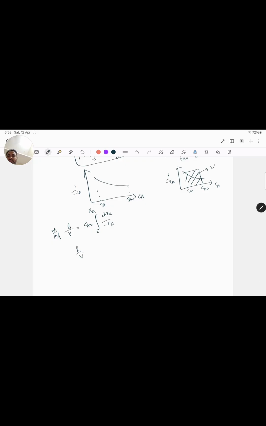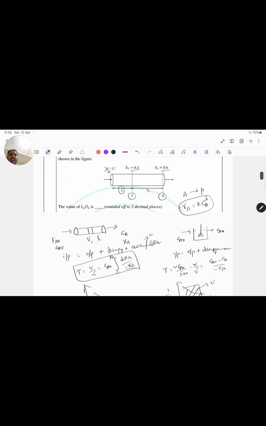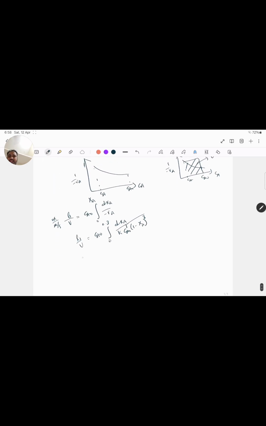Since I am taking up to L1, L1 by V, with velocity constant, is equal to Ca naught integral 0 to 0.3 dXa by minus Ra. Here the rate of reaction is given as K into Ca cube, that is, Ca cube into (1 minus Xa) whole cube. So I write the rate equation for this third order reaction and rearrange: L1 into K into Ca naught square divided by V is equal to integral 0 to 0.3 dXa by (1 minus Xa) whole cube.